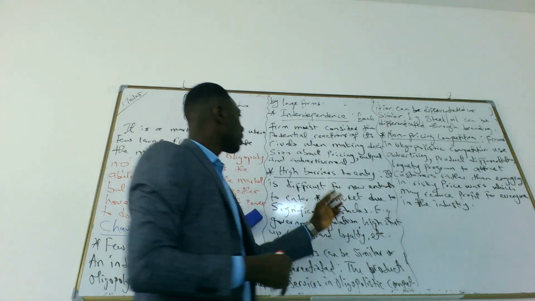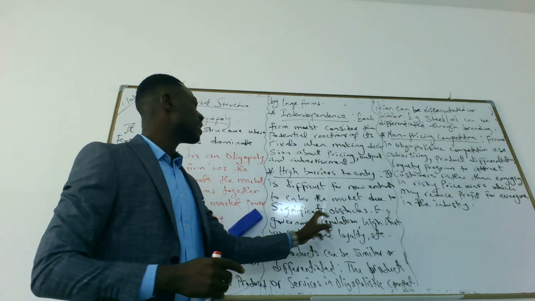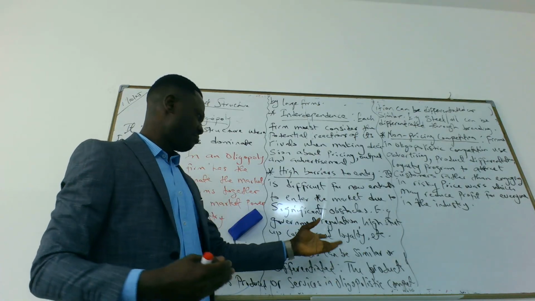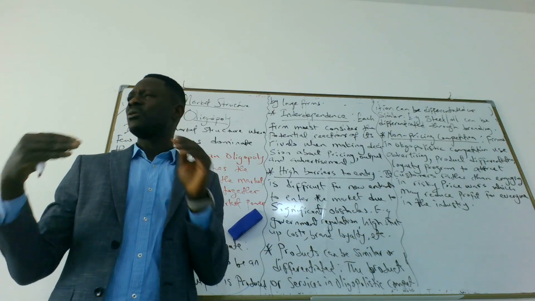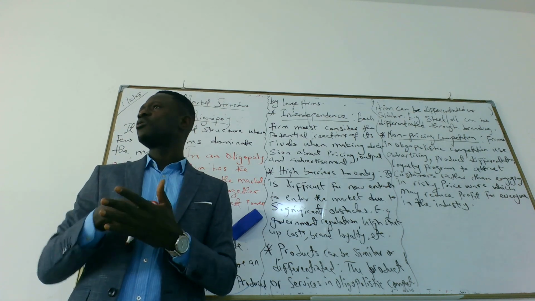The third one, high barriers to entry. It is difficult for new entrants to enter the market due to significant obstacles. Examples are government regulation, high startup cost, brand loyalty, which we talked about, and so on. So it's all about the kind of market it is. It is always difficult to go into that market.